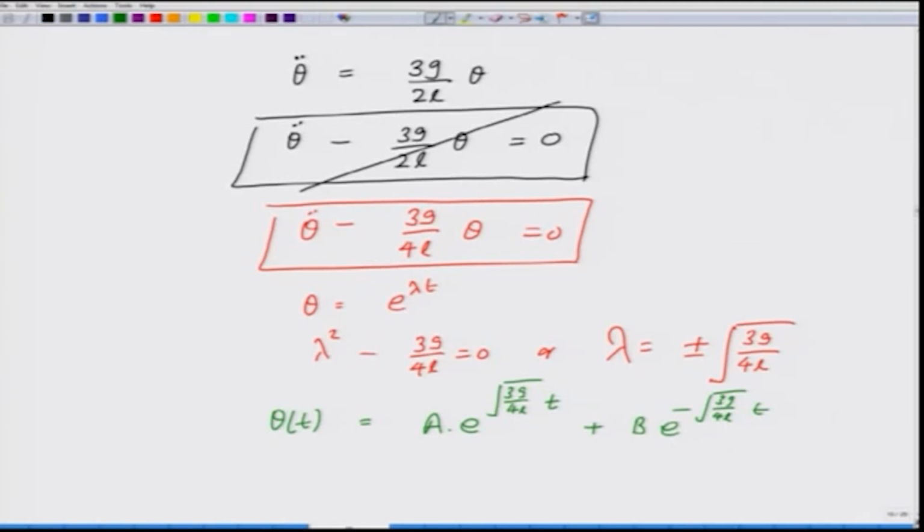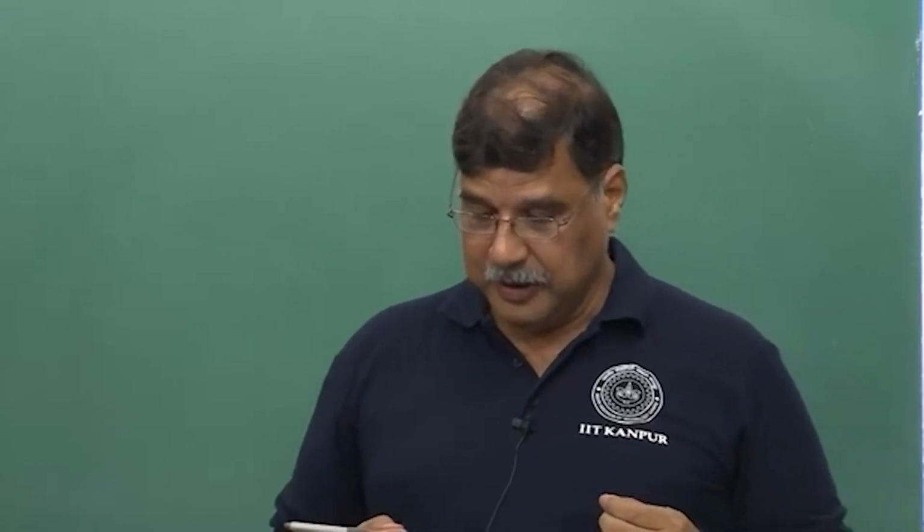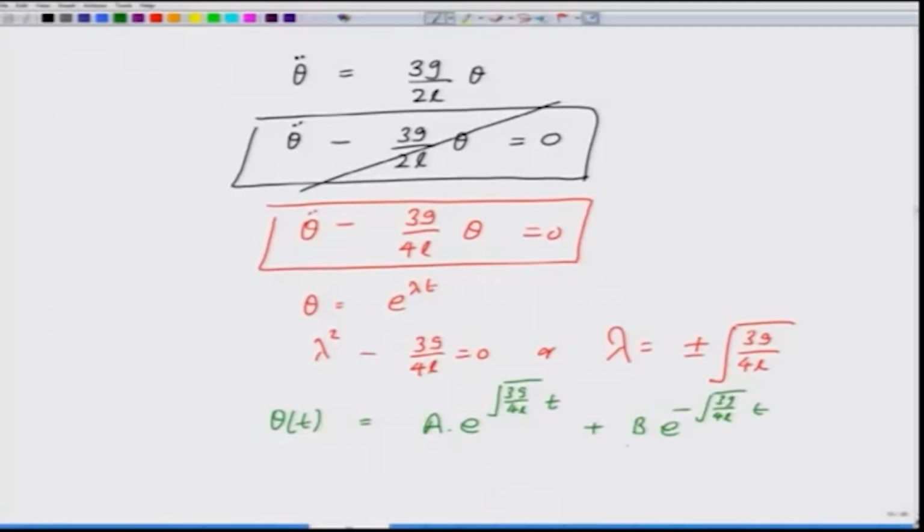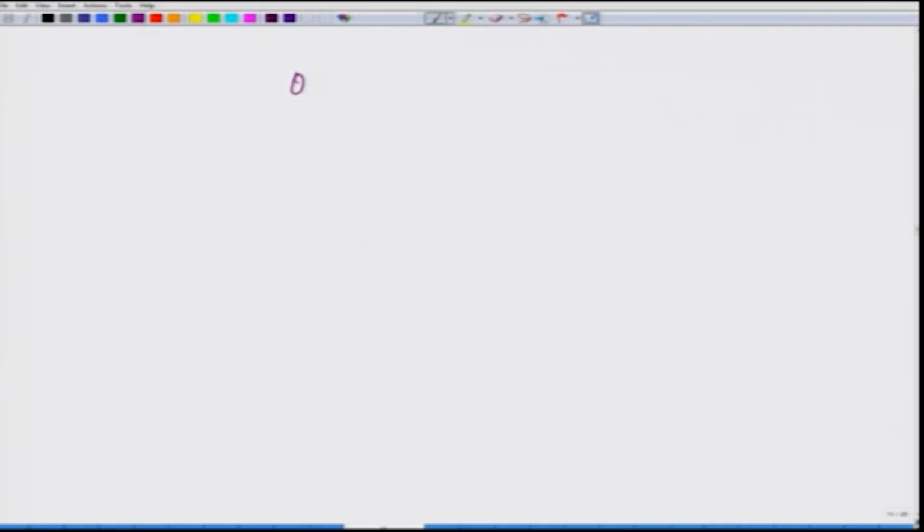To understand what is happening and why this longer rod is easier to balance, the second term, b e raised to minus square root of 3g by 4L t, is not important, because what makes theta grow with time is the first term. So, let us focus on that term. So, I can roughly write that theta as a function of time is equal to some constant a e raised to square root of 3g over 4L times t. So, let us see now what I am describing: this is a vertical rod.